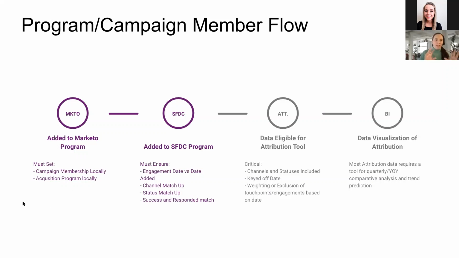So the way this flow works is someone's going to be added to a Marketo program, and then you're going to sync them over to the SFDC campaign. It's really important to make sure that you're tracking everything both locally in Marketo correctly at the program level, and that it's also being passed over into SFDC. So you want to make sure that your channel types on your SFDC campaign match what you have in Marketo. That would be campaign type on the SFDC side, and channel on the Marketo program side.